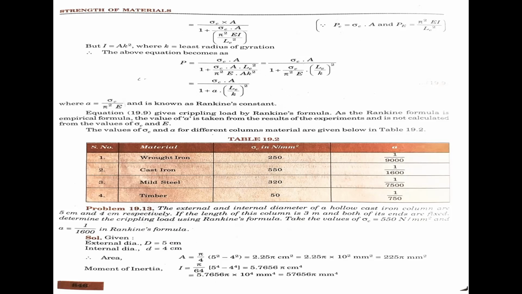Problem 19.13. The external and internal diameter of a hollow cast iron column are 5 centimeters and 4 centimeters respectively. If the length of this column is 3 meters and both of its ends are fixed, determine the crippling load using Rankine's formula. Take the values of sigma C equal to 550 Newton per mm square and small a equal to 1 by 1600 in Rankine's formula. That is the data given in this problem.